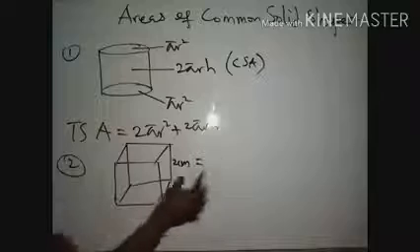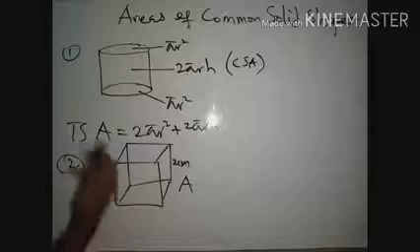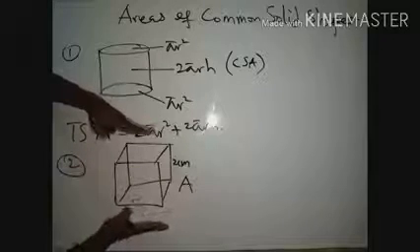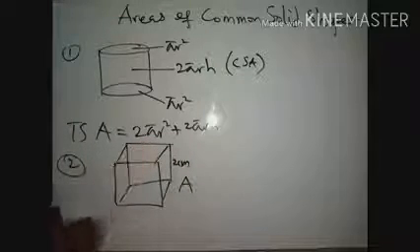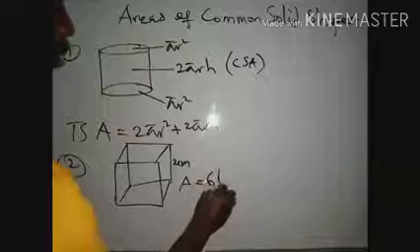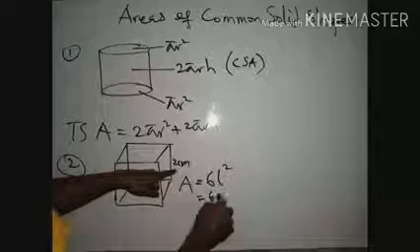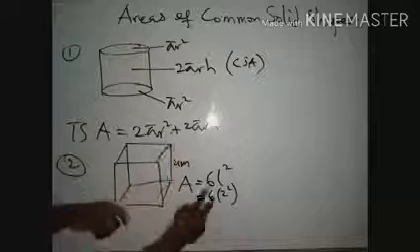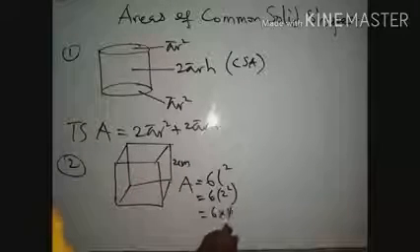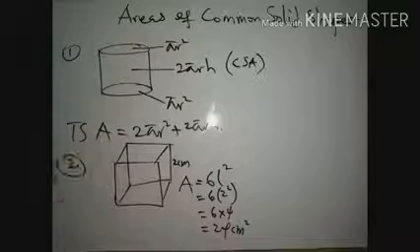So how many squares do I have? If you look at it very well, you see that you have 6 squares. Take your time and look at it. This place and this place, that's 1, making 2. 1, making 4. Then 1 at the back, 1 in front, making 6. So that will be 6 of L squared. In this case, it will be 6 of 2 squared. So that will give me 6 times 4, and that will be 24 centimeters squared. So that's how to find the area of a cube.